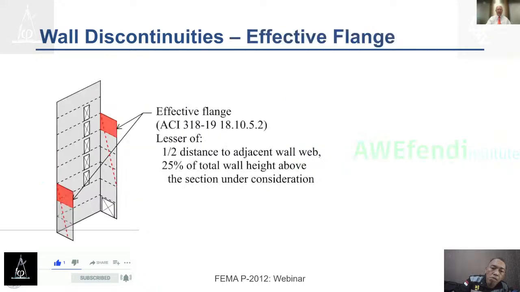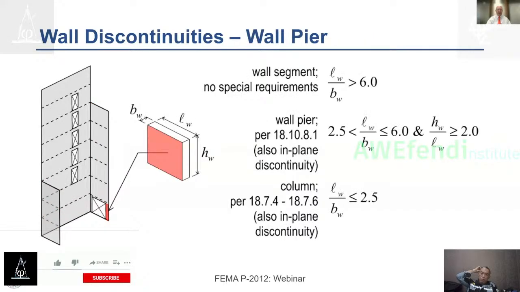So ACI 318 tells us how to consider the effective flange dimensions. So when you're at the very top of this, the red area in this wall, you can't assume that all of the wall reinforcement is participating because there's a shear lag effect. And so we have to think about the effective flanges. Similarly, where we have a wall pier, ACI 318 has definitions of, is it a wall segment or a wall pier, or is it a column? And how do we approach the design.